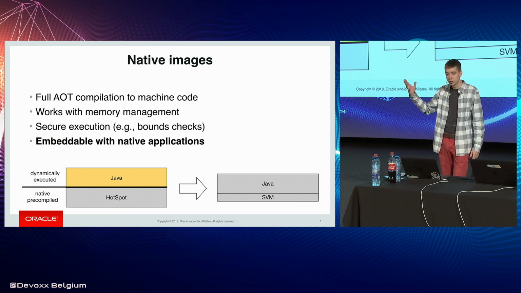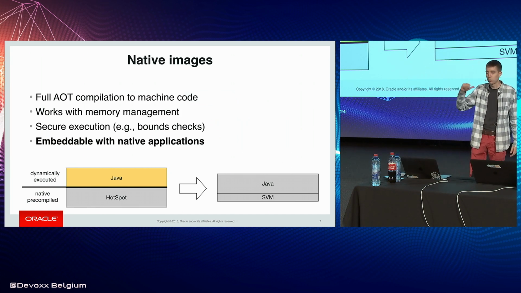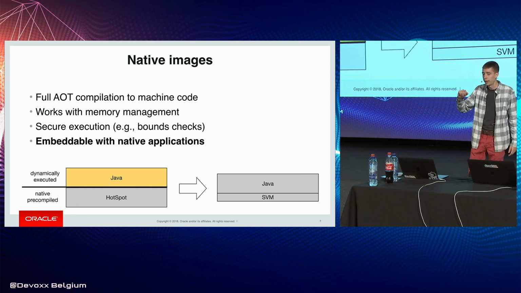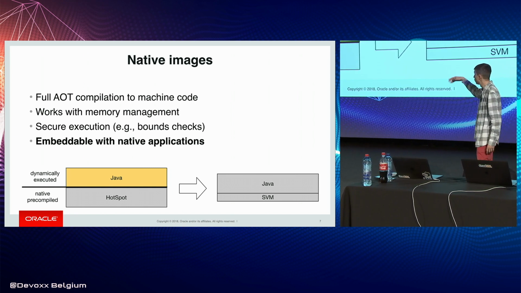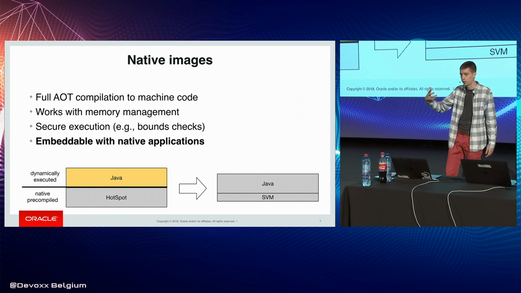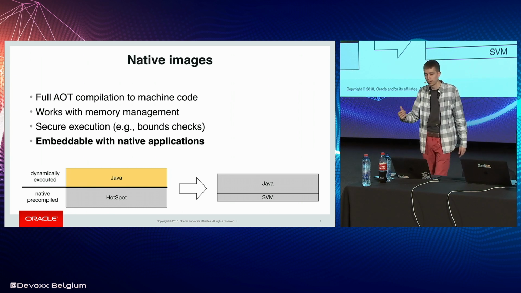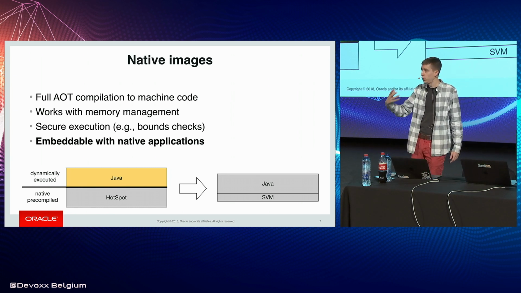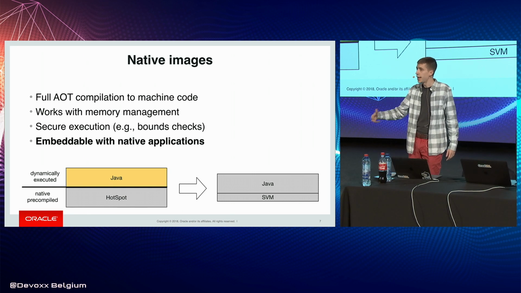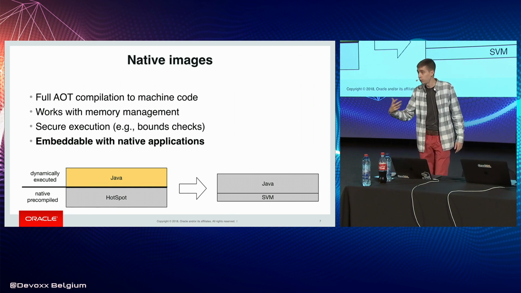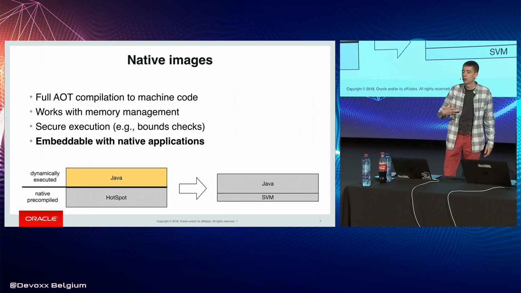So yeah, native images of GraalVM is this full AOT compilation to machine code. It is still a secure execution with bounds checks, so not like C code where you could have buffer overflows or similar, but it is fully native code in the end, and it is a native executable or native object files that can be linked with other native code.